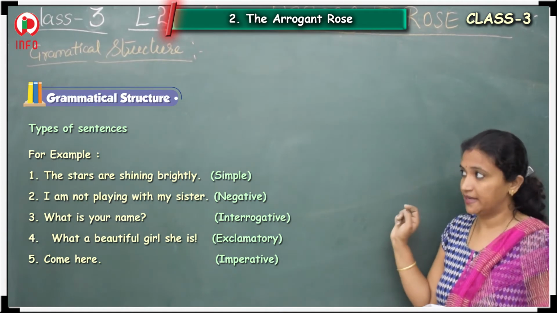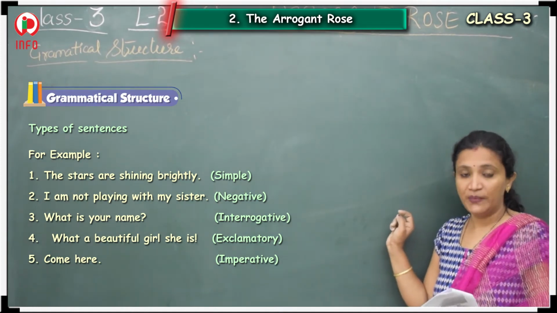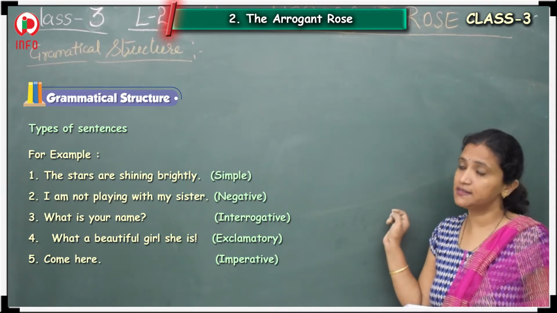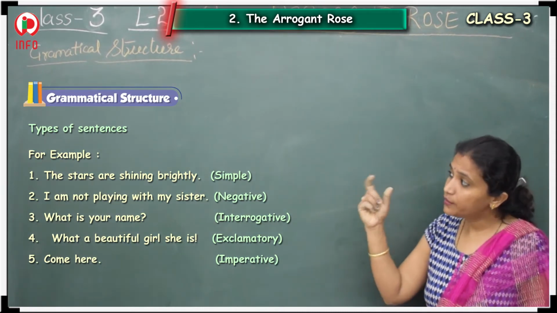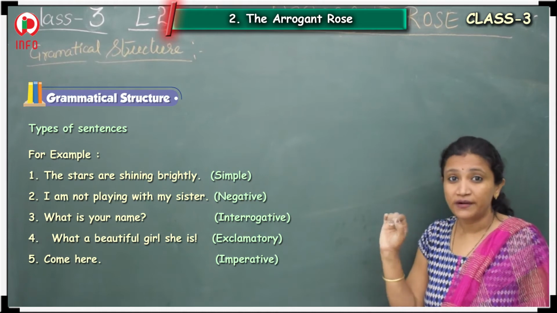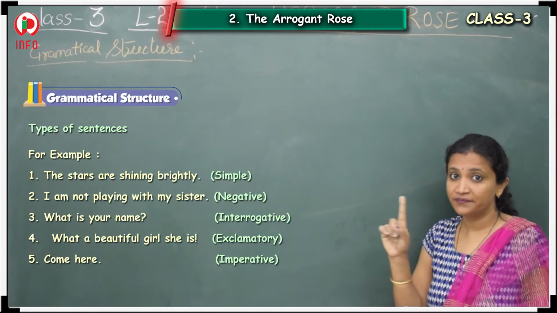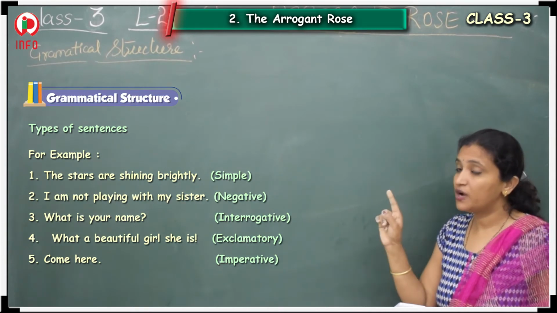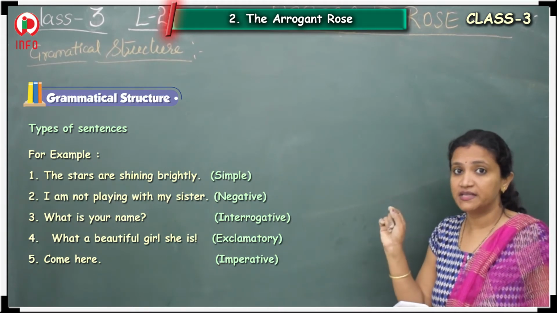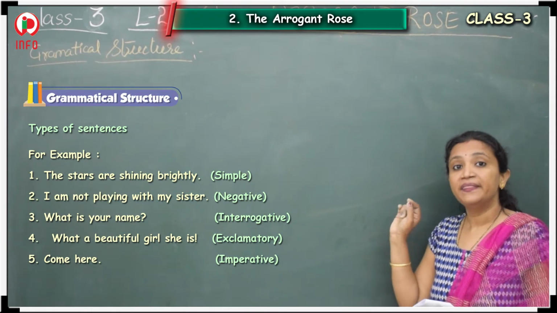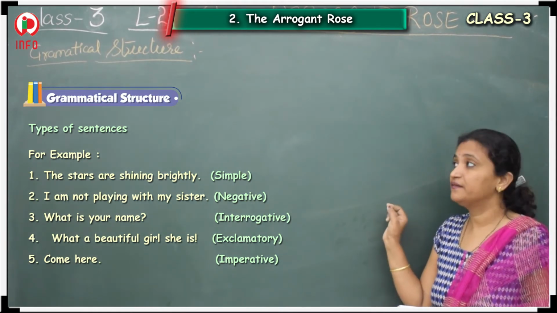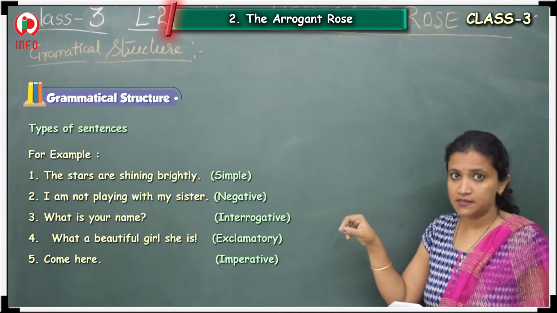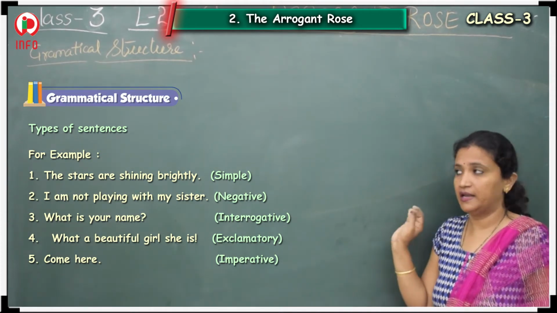Now we will go for the second sentence. I am not playing with my sister. Now what word can you see here? Not. So this kind of sentence with not or no is called a negative sentence, wherein we use not or no. Those are negative sentences.